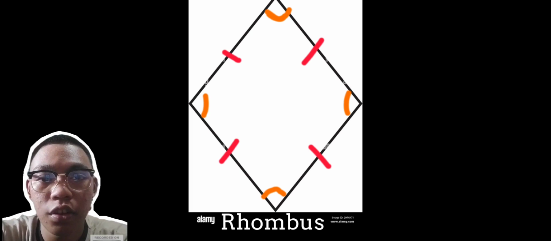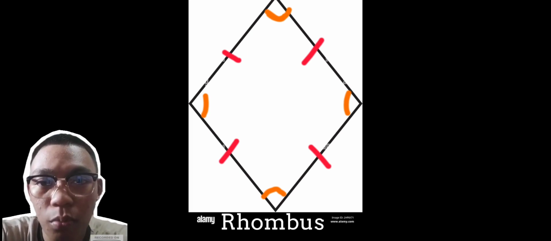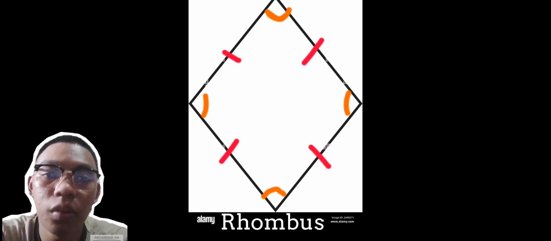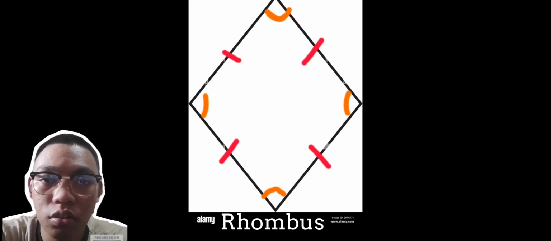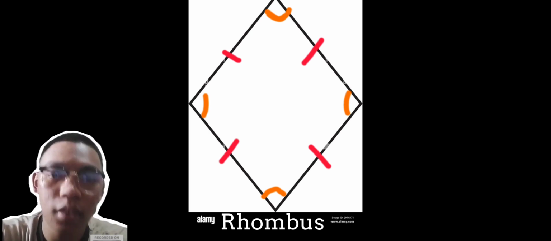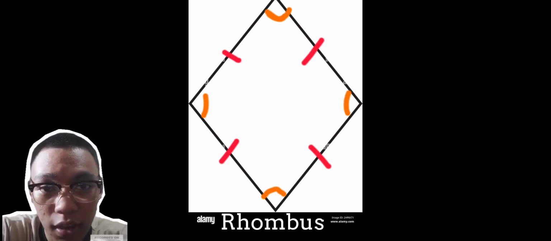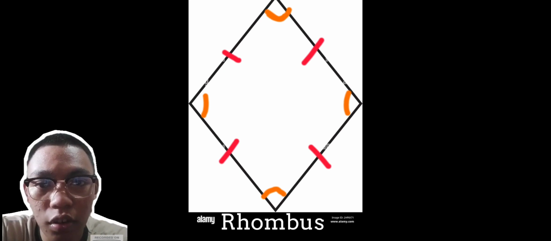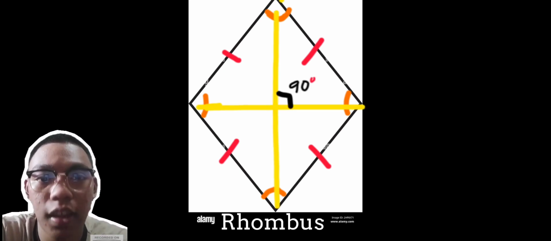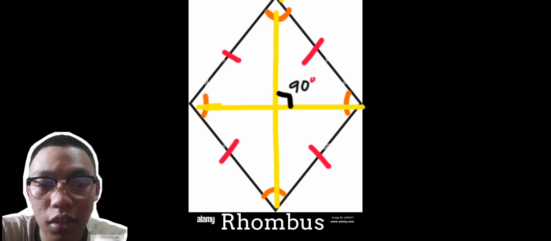Another shape is a rhombus. A rhombus is also a polygon. In a rhombus, the sides are congruent, but the angles are not all congruent to each other like a square. Opposite angles are congruent to each other, and the diagonals of a rhombus bisect each other at 90 degrees. So that's a rhombus.